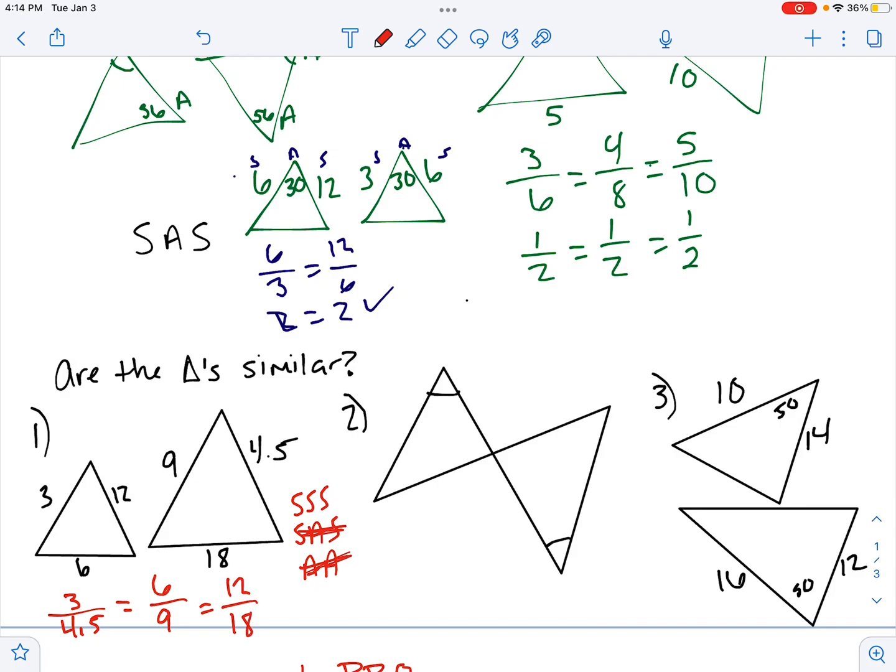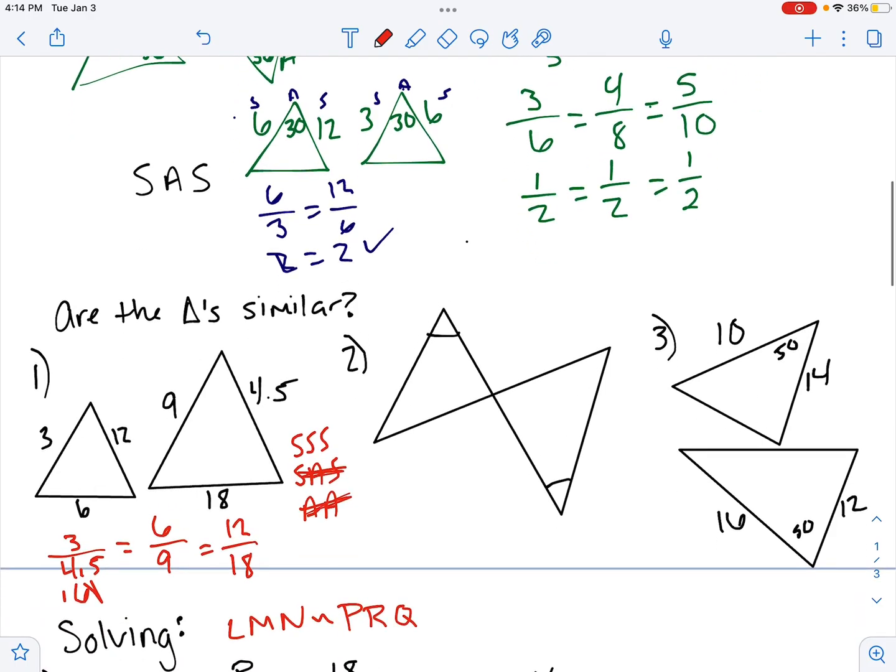A lot of people don't like the decimals within a fraction, so if you want to just divide it, you can, and that gives me 0.67. I'm going to do the next one. 6 divided by 9 is the same thing. And then I'm going to do the last one. And that is also the same thing. So yes, by side, side, side.